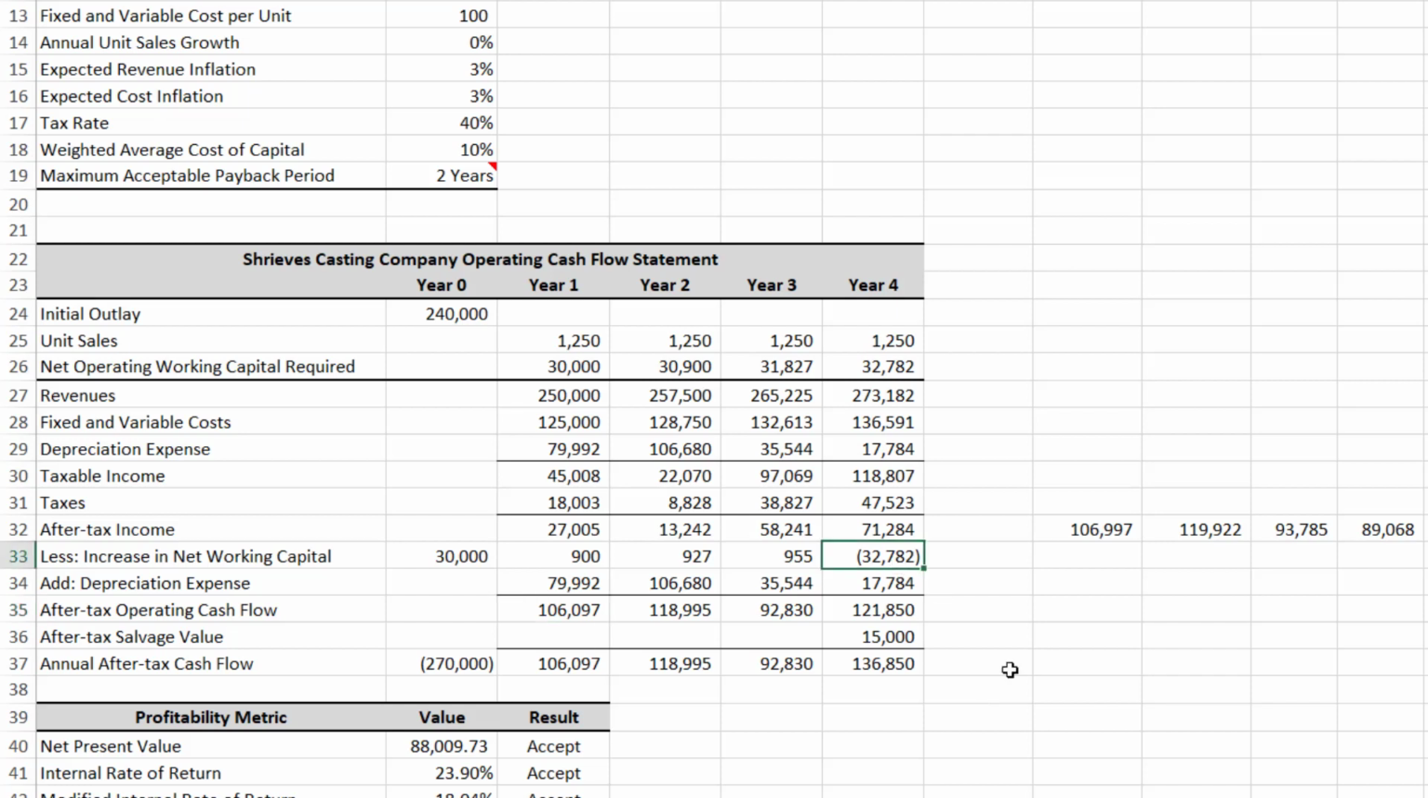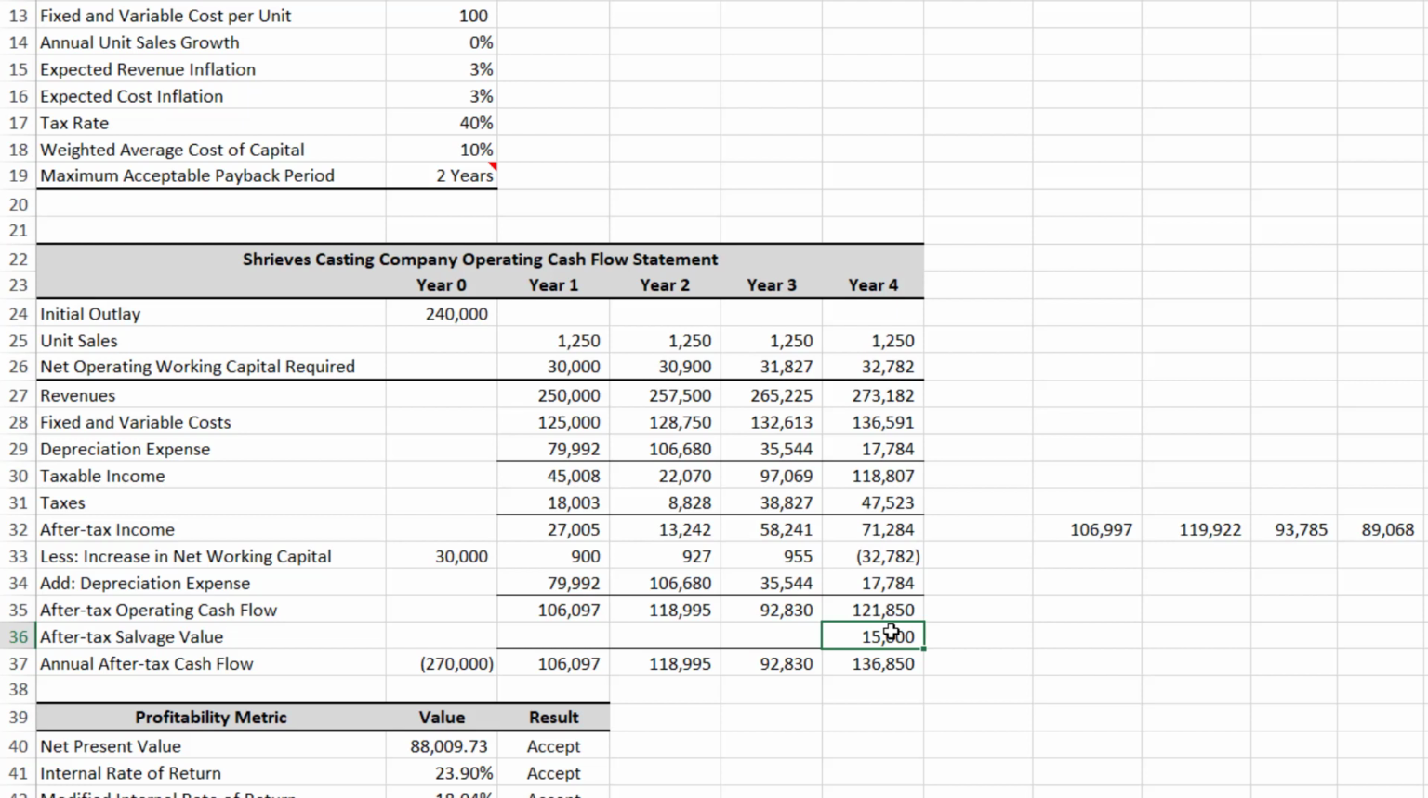One difference in year 4 is that we have to account for the terminal cash flow. And remember, we went through this. The terminal cash flow is the recovery of the total investment in net operating working capital. And that's simply the sum of these numbers here. So that comes to $32,782 plus the after-tax salvage value of this new machine, or this new product line.